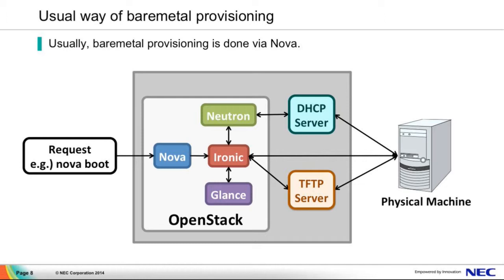Usually, bare metal provisioning is done via Nova. For example, using the nova boot command, as you know, we can do bare metal provisioning. As with usual virtual machine provisioning, Nova and Neutron and Glance are used, and Ironic is used as a Nova driver.